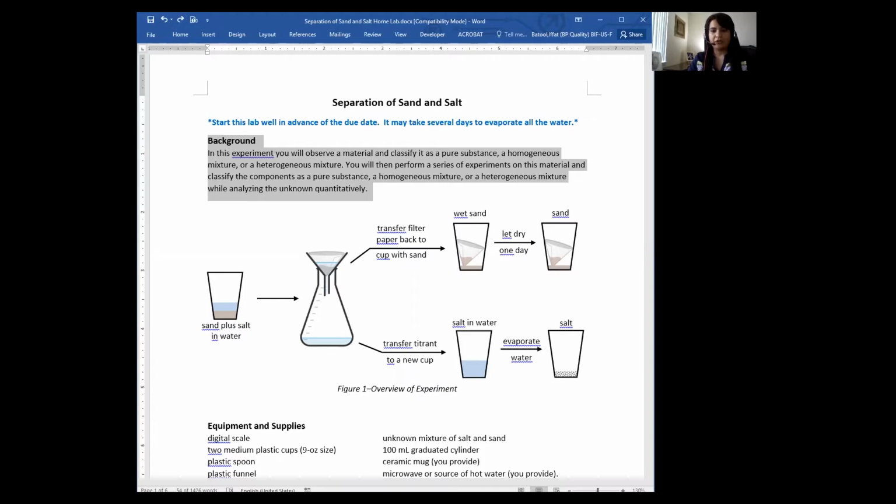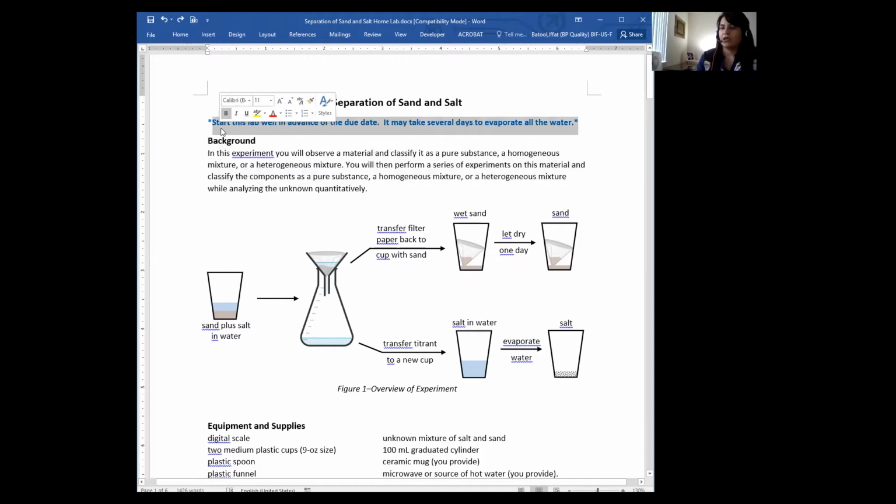You will read this procedure prior to conducting the lab, and then watch this video before you perform this lab so that you can learn some lab-related techniques. You have to start this lab well in advance of the due date because it may take several days to evaporate the water. In this lab, you will be actually classifying a material which is given in a vial with an unknown number.